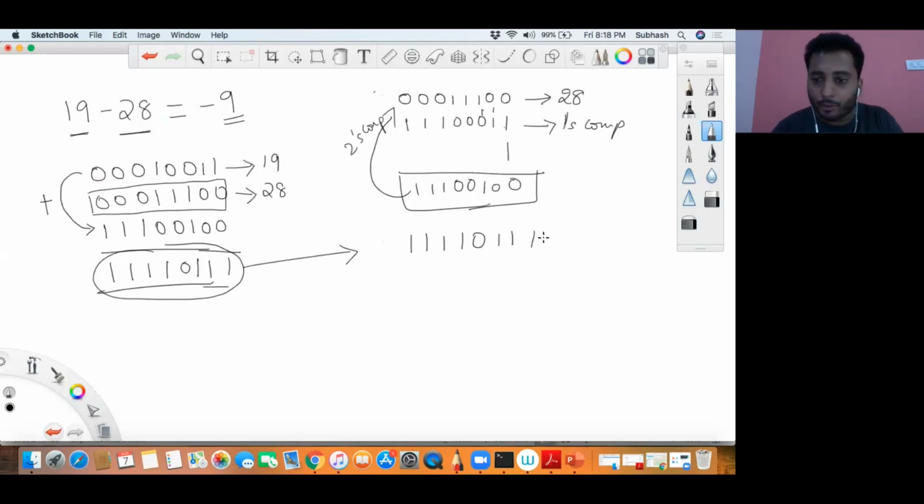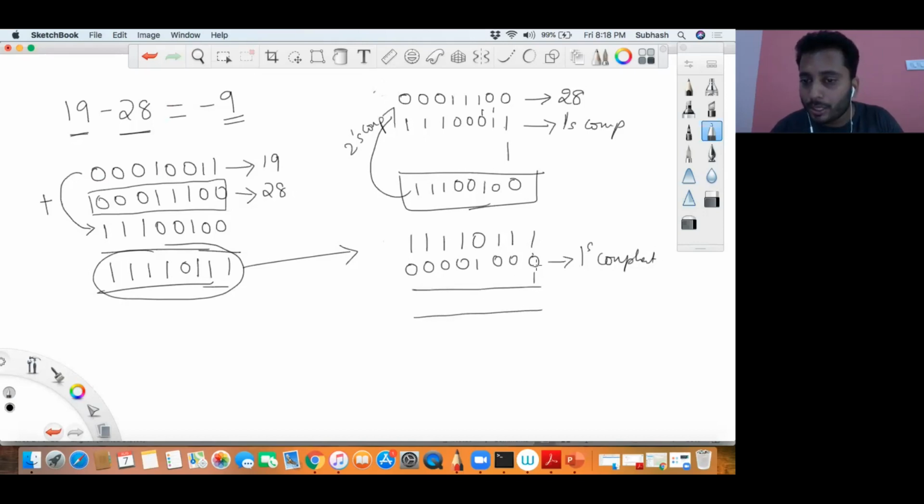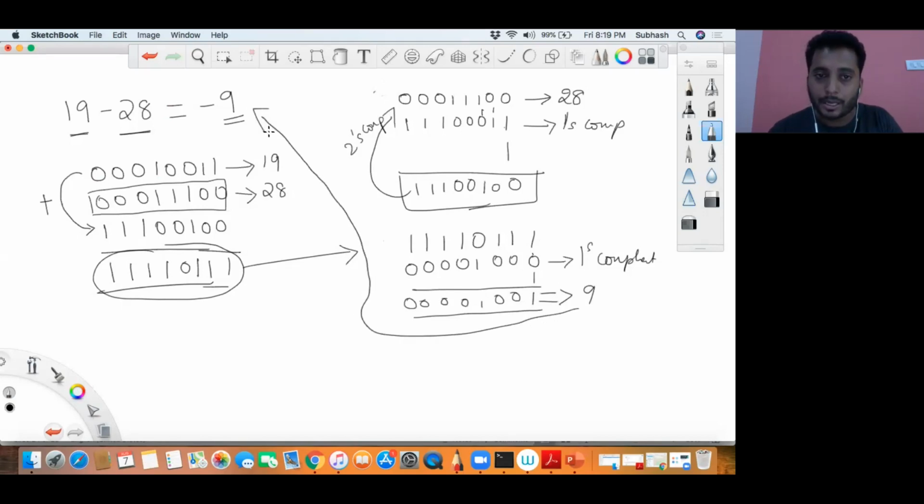To find the 2's complement of this number, first I convert this into its 1's complement: 0 0 0 0 1 0 0 0. This is the 1's complement, and then I add 1 to this. When I add 1 to this, I get 0 0 0 0 1 0 0 1. How much is this? It is nothing but 9. So it means my answer is right.